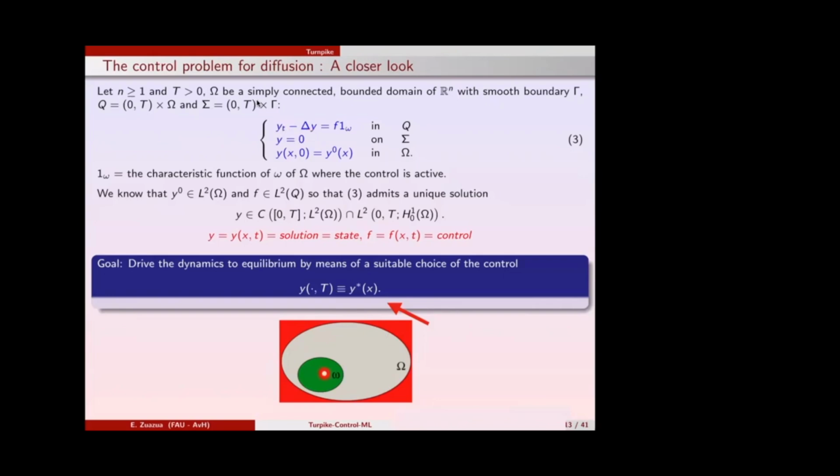And now I control in small omega. So small omega is the patch where I am controlling. I could also control on the boundary, as I was doing for the wave equation using multipliers.